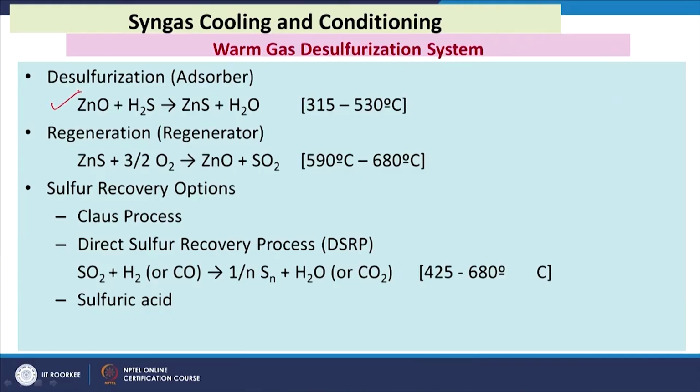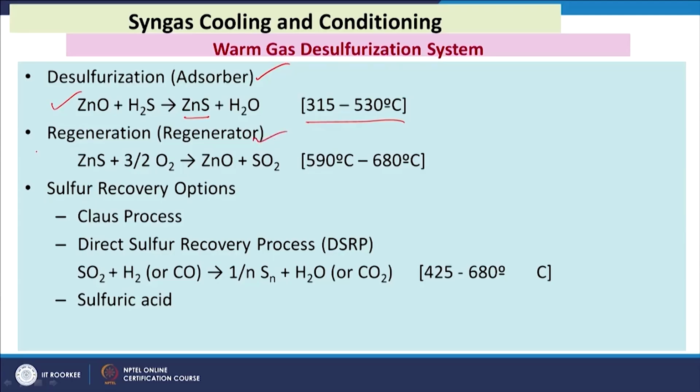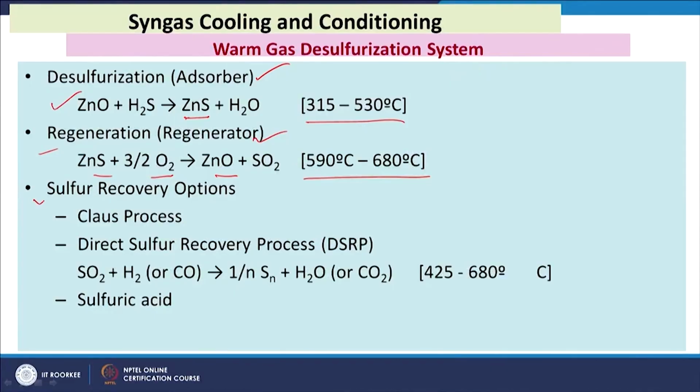Now, we come to warm gas desulfurization. As we discussed, some metal oxides are used. So, say ZnO and H2S react and ZnS is formed at 315 to 530 degrees centigrade, and this is your adsorber, and then the adsorbent has to be regenerated. So, the regenerator is also there, where ZnS reacts with oxygen and again forms ZnO at a higher temperature of 590 to 680 degrees centigrade. So, that way it can remove the H2S from the syngas.